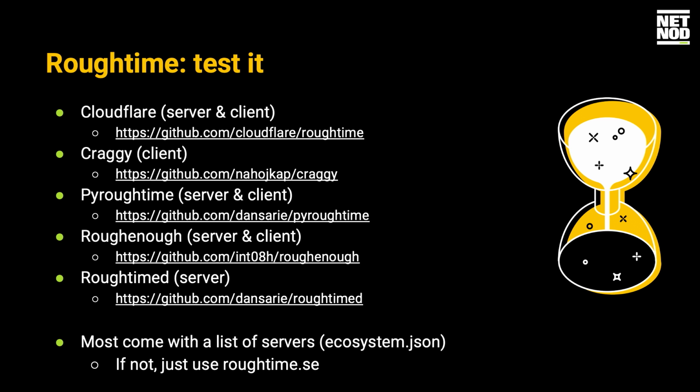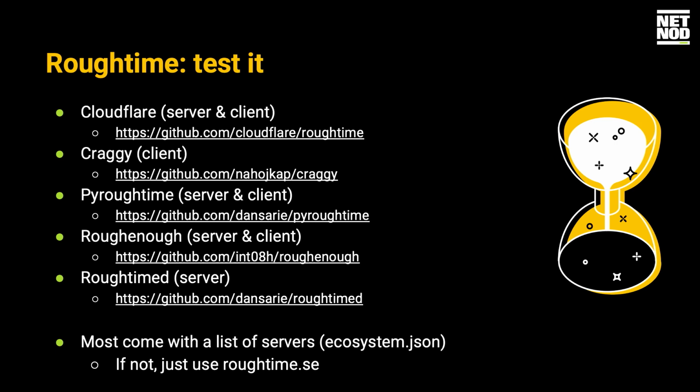So if any of you are interested in trying out Roughtime yourselves, here are some implementations of it. Cloudflare has both a server and a client implementation, and they're probably the most popular ones that are used out there. Cloudflare also runs servers. There's Craggy, which is a C implementation for really tiny platforms. So you can run this on, for example, the TTGO I showed earlier.